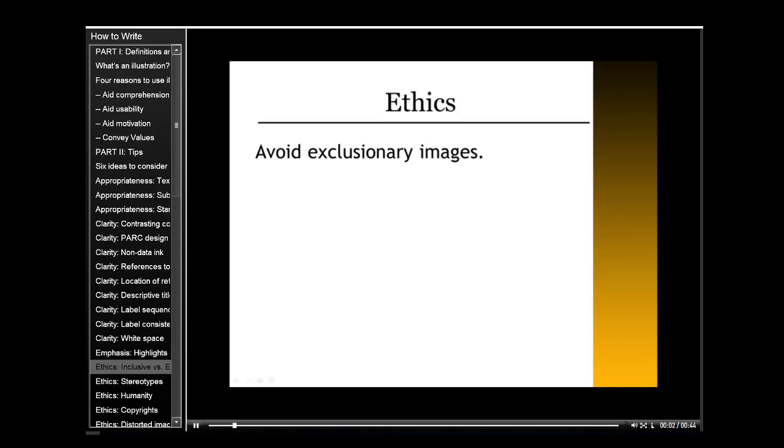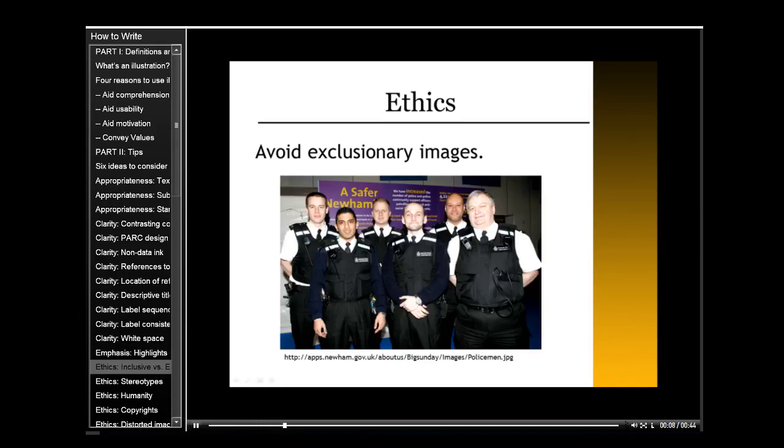You want to exclude images that would be interpreted as excluding people. For example, we see a picture of police. What does this tell you? They're all men, mostly white men too. So if you were a woman, would you possibly get a job here? Maybe not. If you were of an ethnic minority, do you think the police might be sympathetic toward you? You'd hope so, but the picture wouldn't necessarily say so. The thing is, when you put images together, make sure that they're inclusive rather than exclusive.